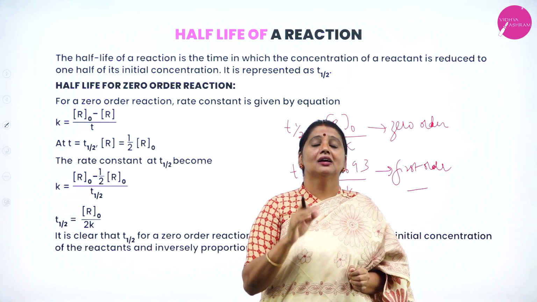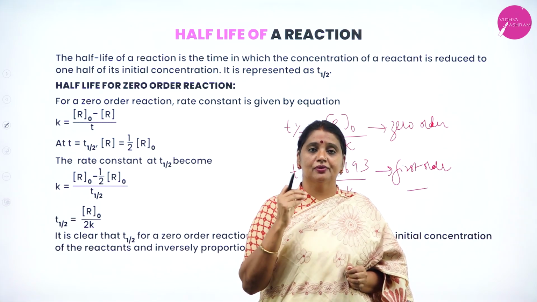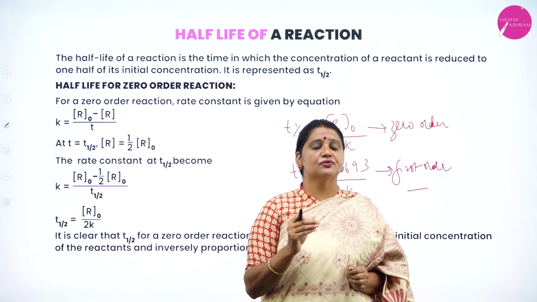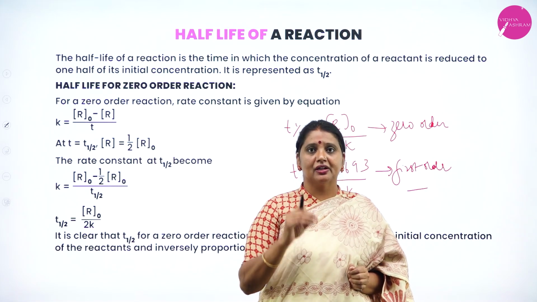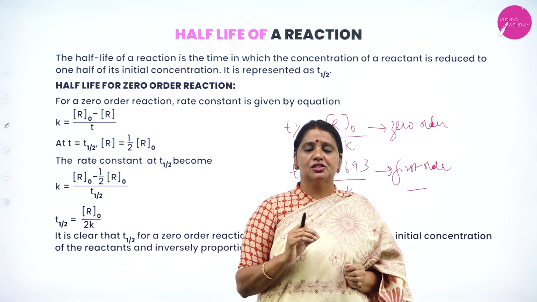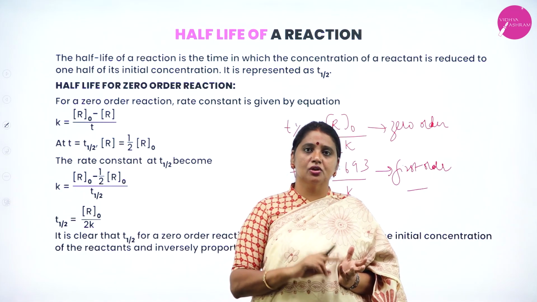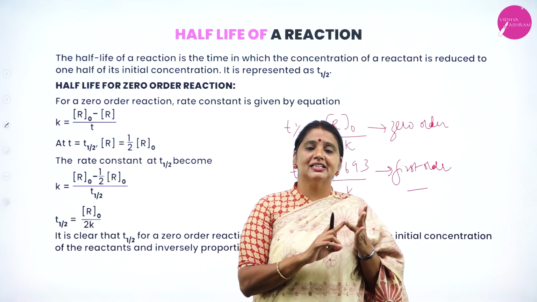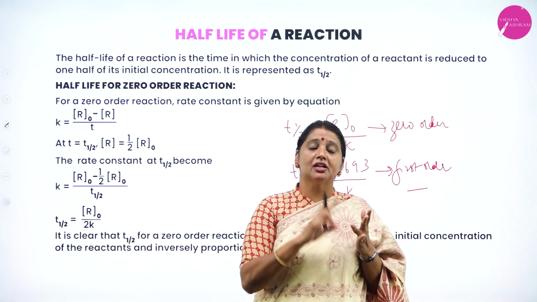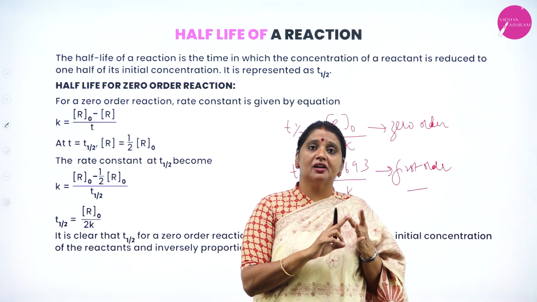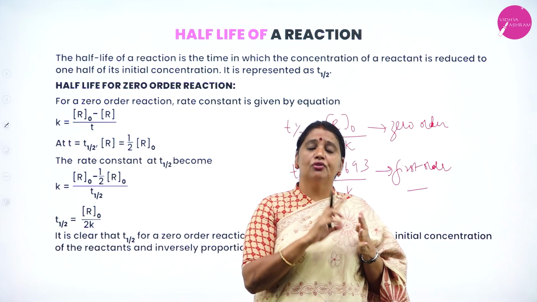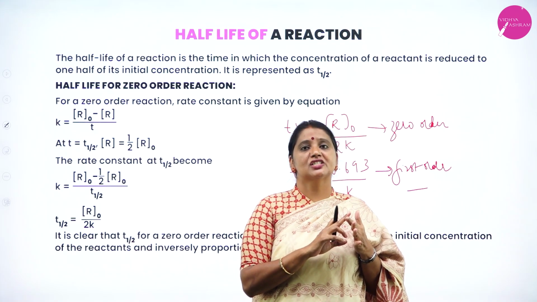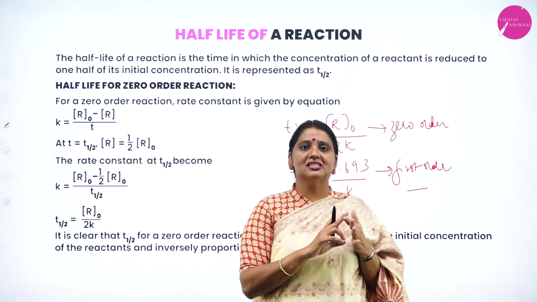On these formulas, you have numericals, both for board exams as well as for competitive exams. You have to refer to these four formulas. First one, integrated rate equation of zero order reaction. Second one, integrated rate equation for first order reaction. Third one, half-life period of zero order reaction. Fourth one, half-life period of first order reaction. You have to learn numericals on these formulas.